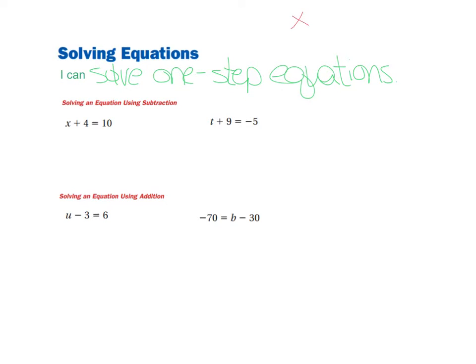First thing is that your goal is to isolate the variable. Isolate means to get alone. So we want the variable all by itself. Our goal is to have x equals something, y equals something.